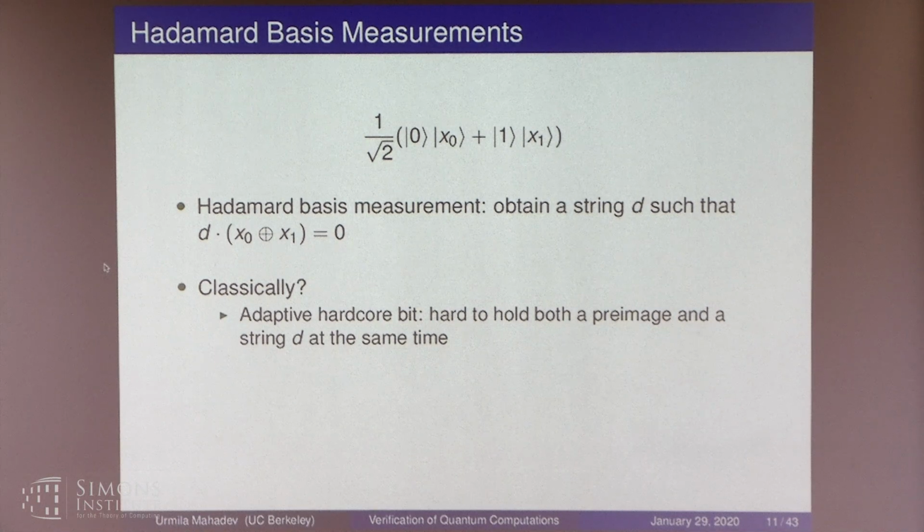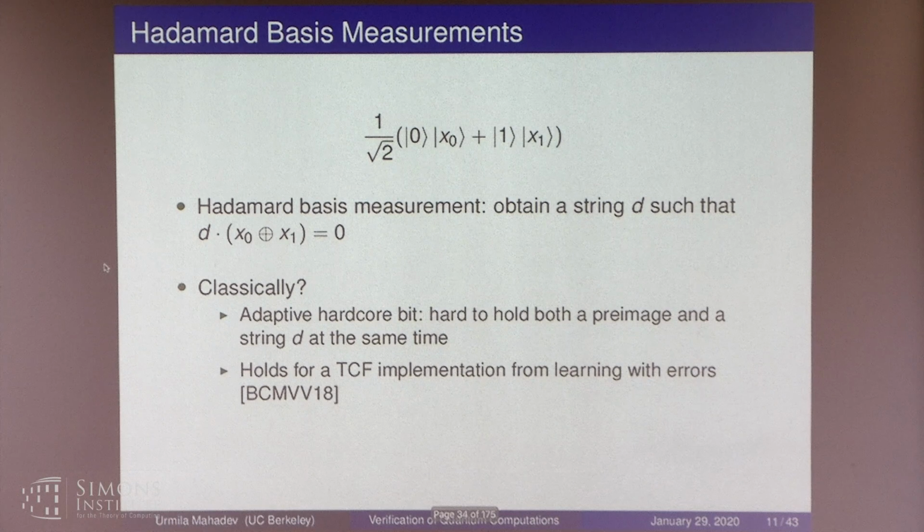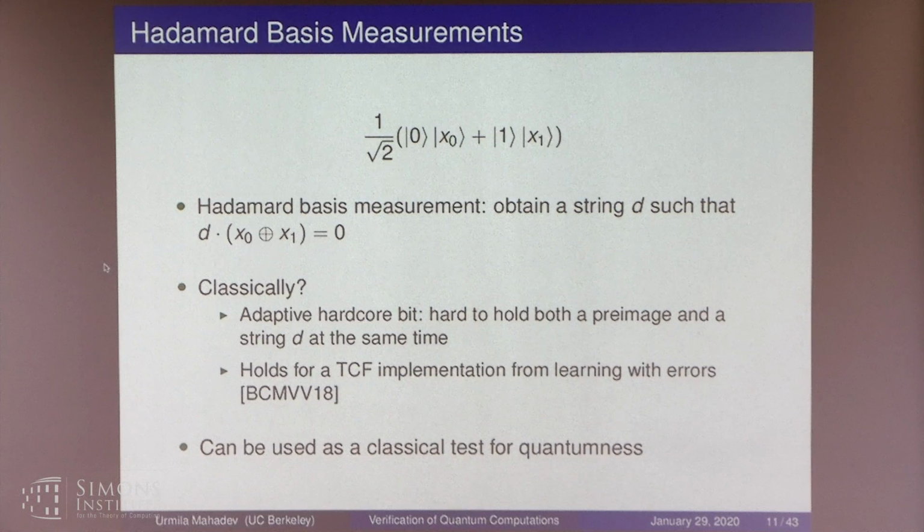So we have a TCF implementation from Learning with Errors. This was in joint work with Zvika Brakerski, Paul Christiano, Umesh Vazirani, and Thomas Vidick. For that implementation, we showed that this adaptive hardcore bit property, which is the strengthening of the claw-free property, holds.